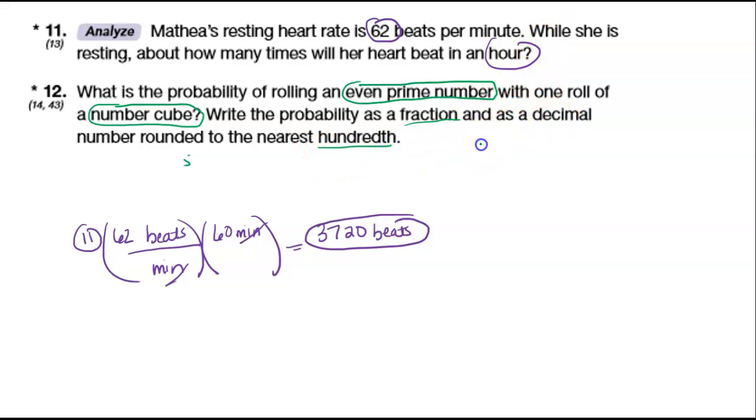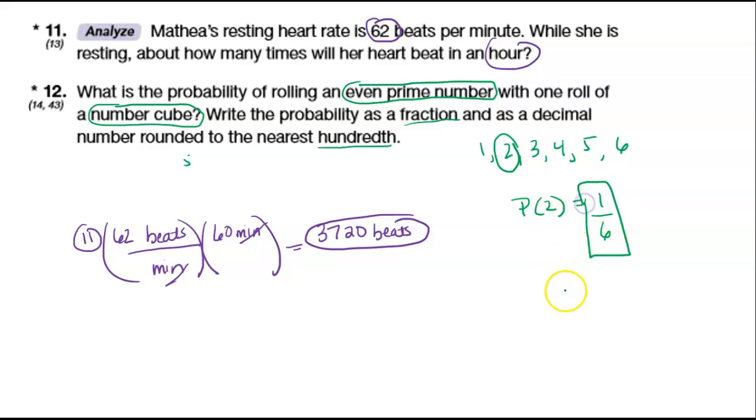Okay, so if I have a dice, a regular dice, these are all of my options. There is only one even prime number, and that is 2. That's it. So what I'm asking for is the probability of 2. Probability of 2 is 1 out of 6. So that's my fraction. But then I'm going to have to divide 1 by 6 to get my decimal.